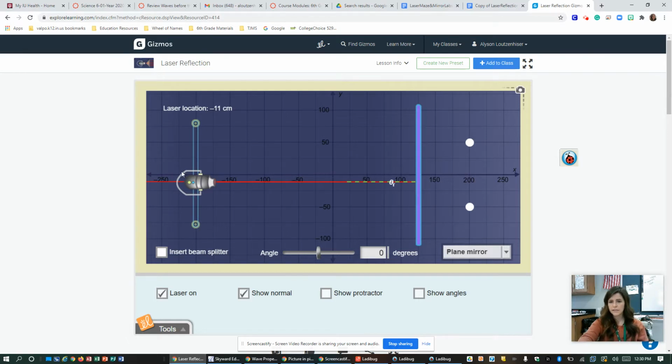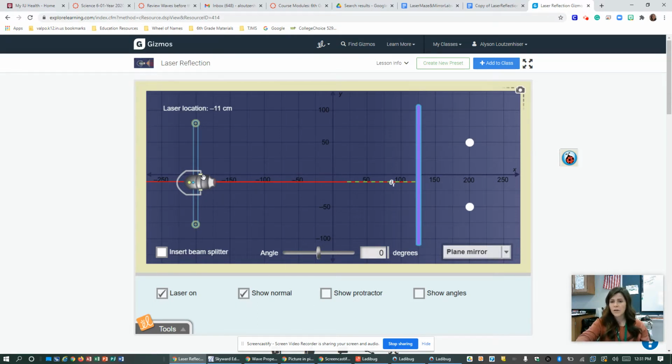So right here, I have the laser on in this gizmo, and right now you're seeing this green line, and that's basically something called the normal. The normal is a perpendicular line. It's imaginary. It's not actually a line that's going to split the mirror, but it's a perpendicular line that is going to go straight into the mirror, and wherever the laser is going to hit on your mirror, that's where we draw our normal. We draw it at 90 degrees.